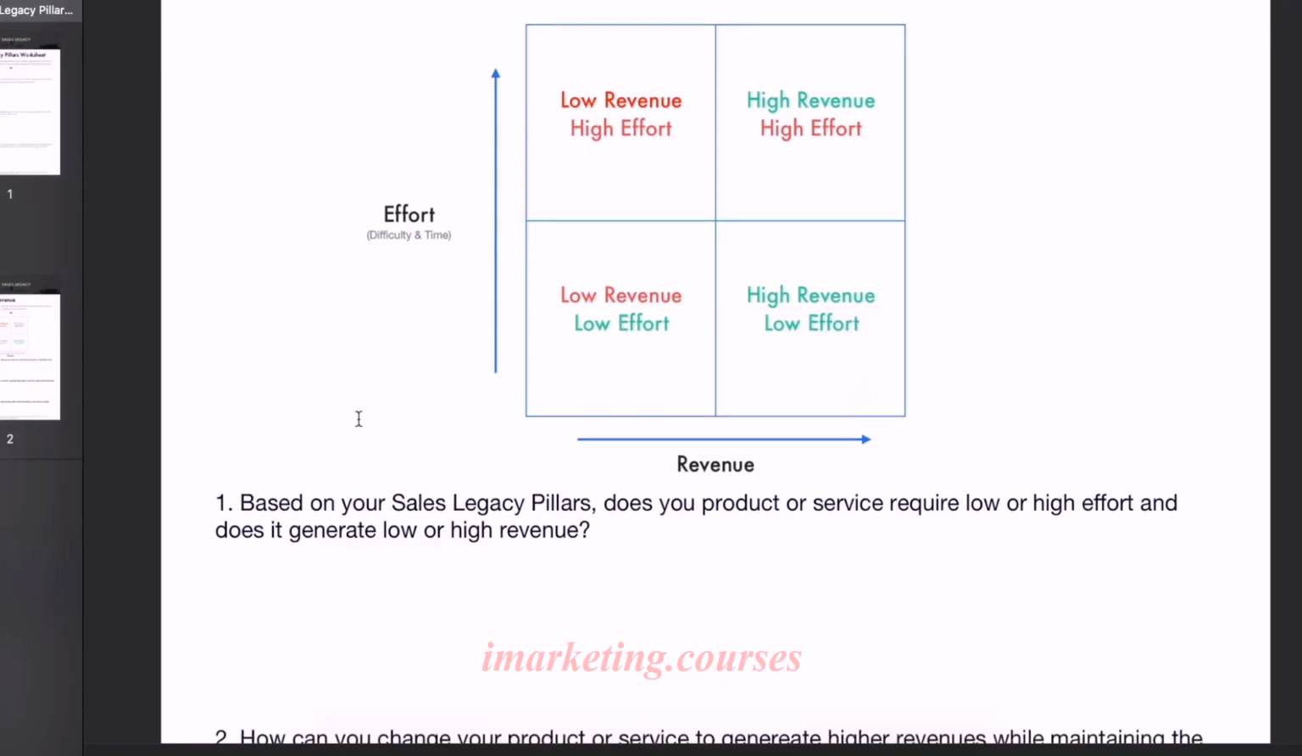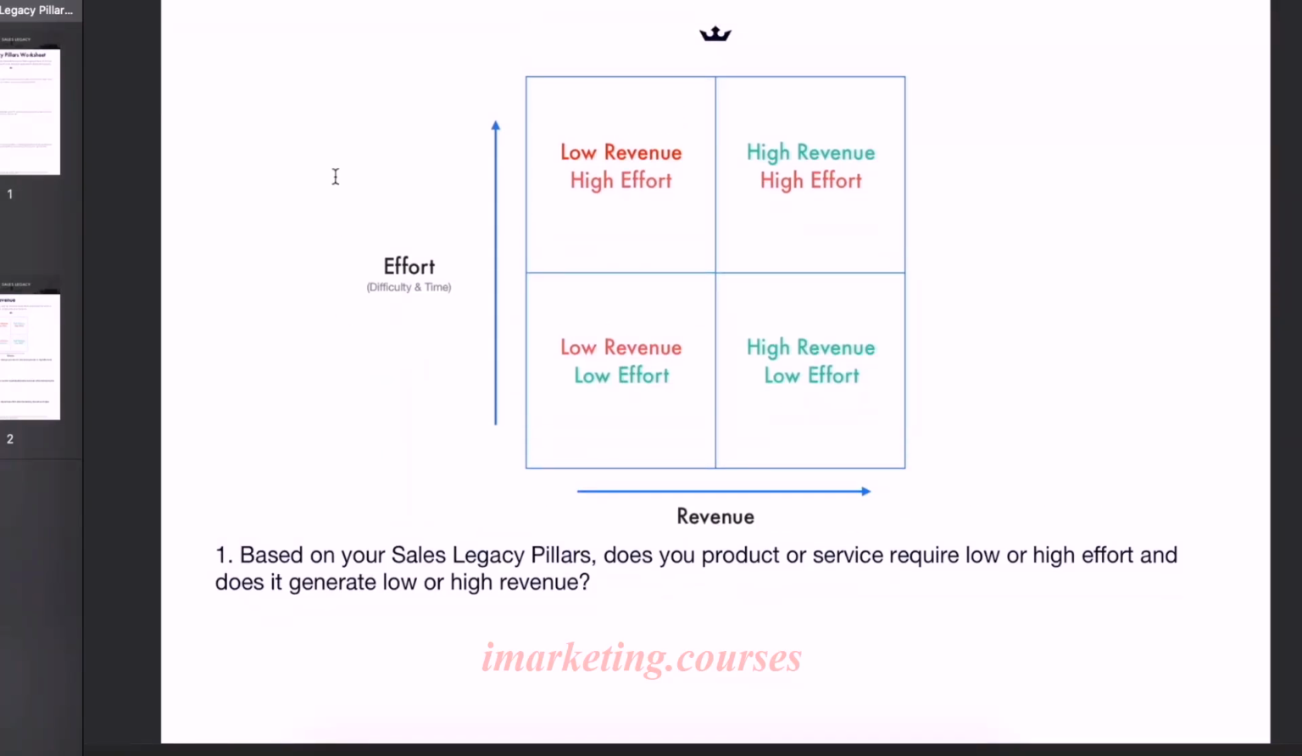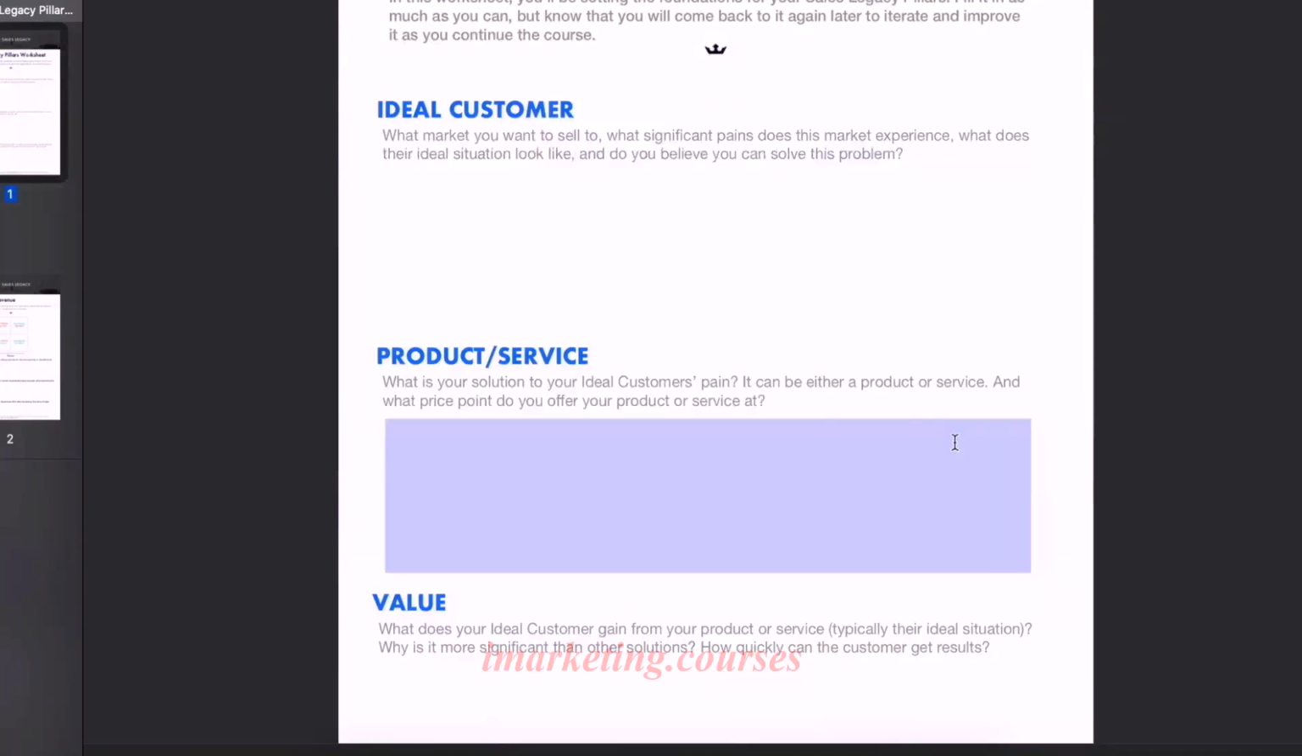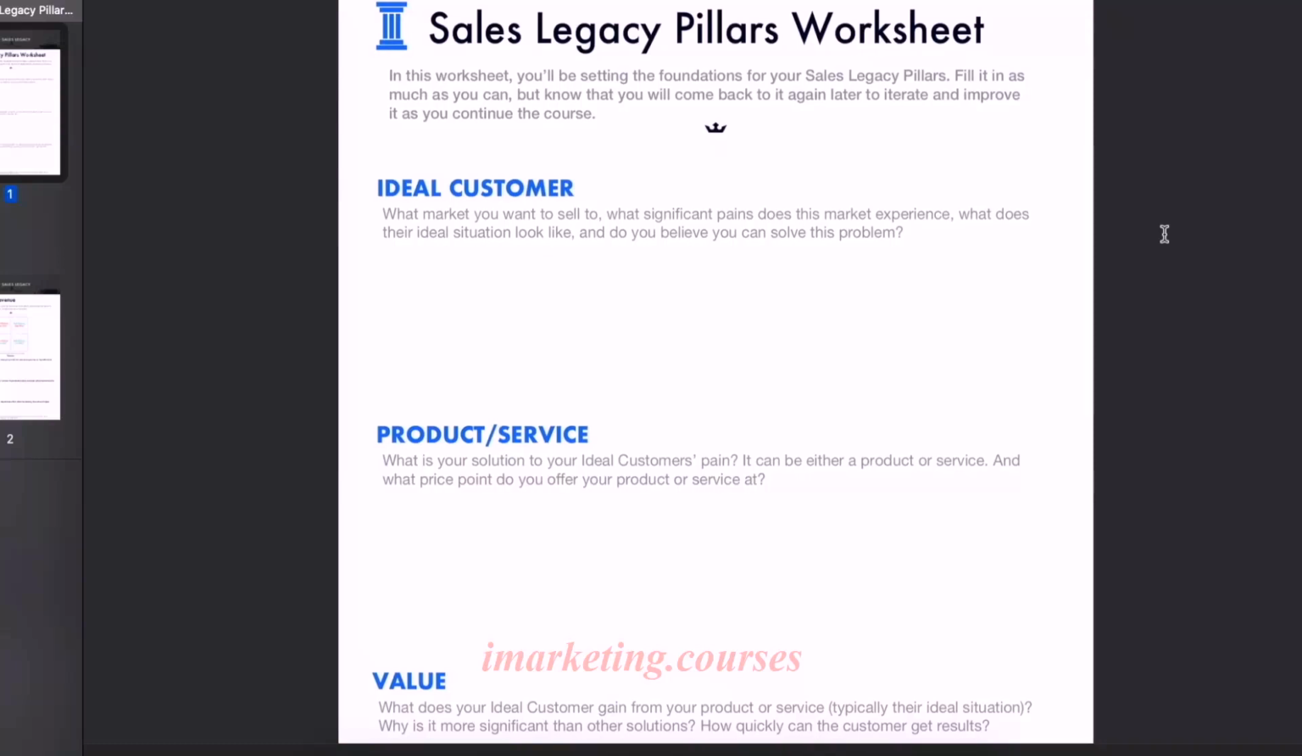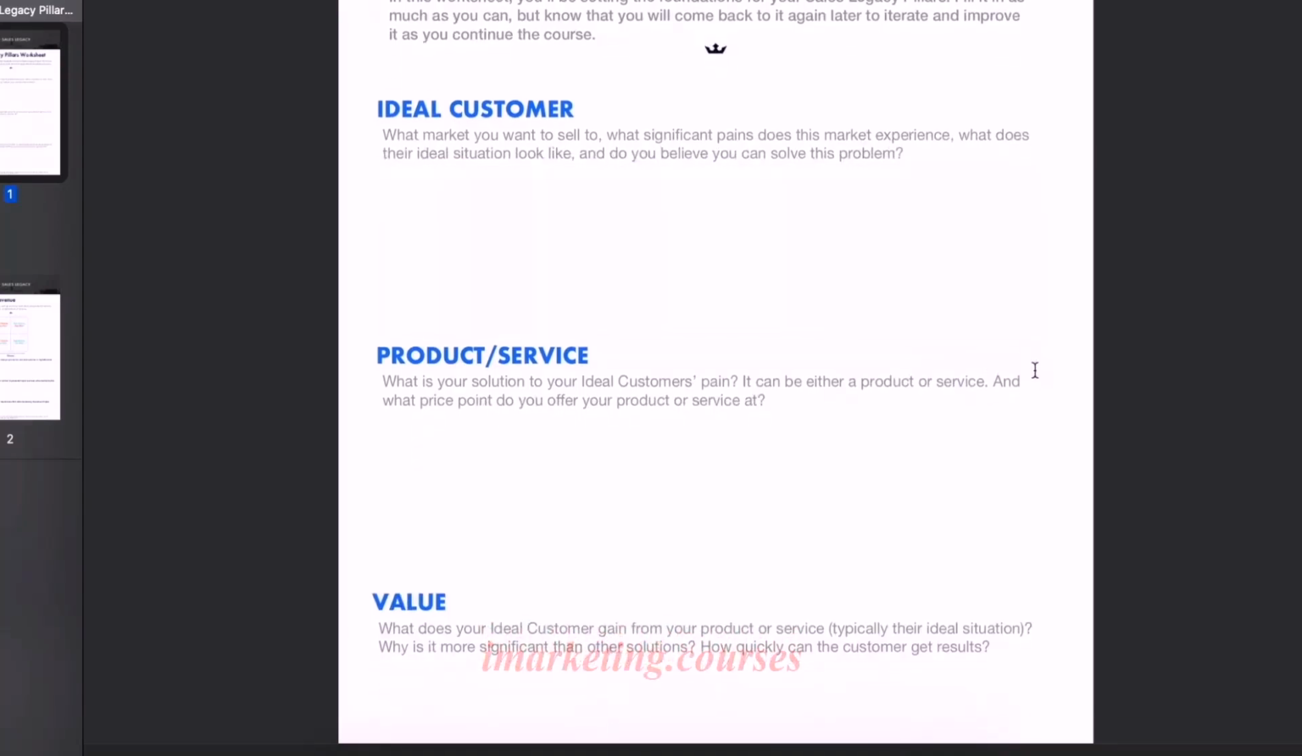All these questions are meant to support your sales legacy pillars, to ensure that whatever product or service you want to create or are selling, you're in the high revenue, low effort box, because that's going to help you fundamentally create a much stronger business. Again, you can download this as an electronic PDF, or download it and print it out. Before you move forward with the rest of this course, you definitely want to fill this out as best as you can.